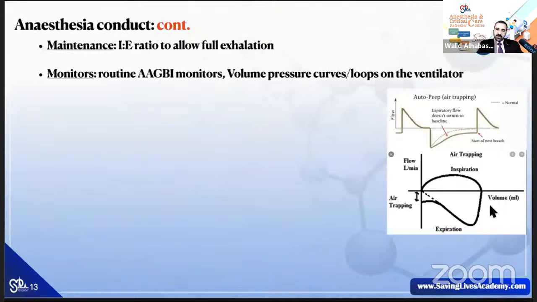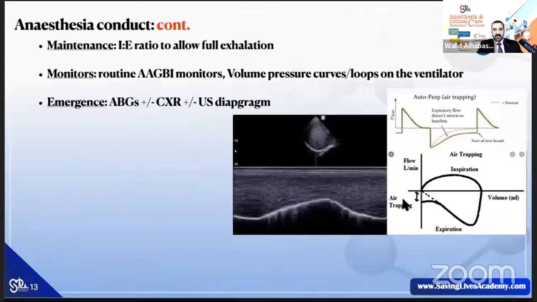So normally expiration goes to the 0 and then you start a new inspiration and then go to the expiration to the 0. So if you find your volume flow loop is ending here, then starting again the new cycle before the full exhalation, this is an indicator that this patient has an auto PEEP.